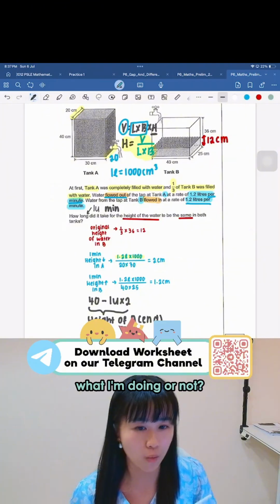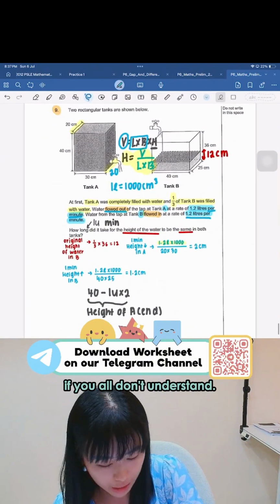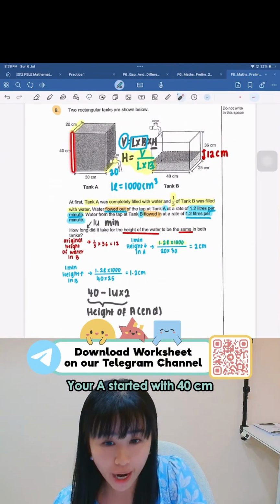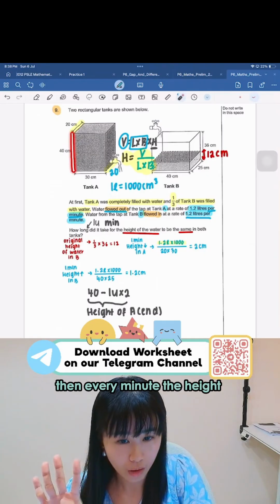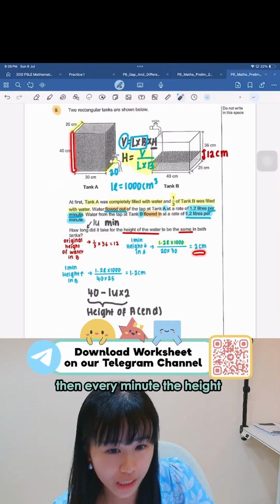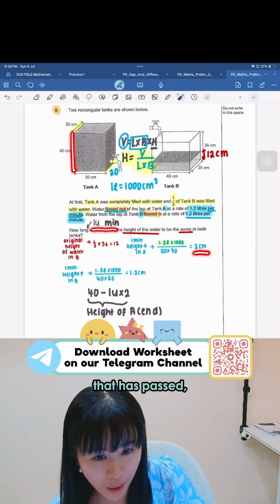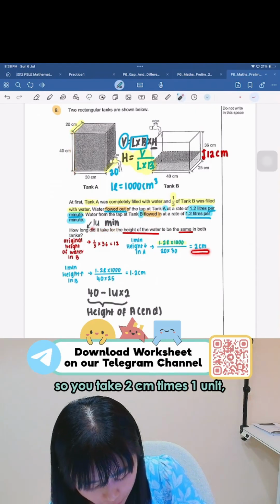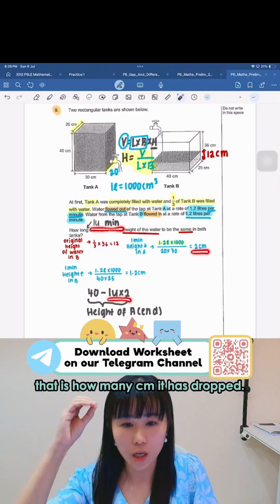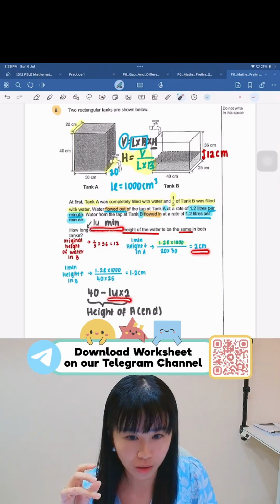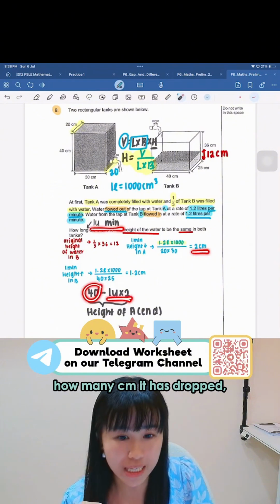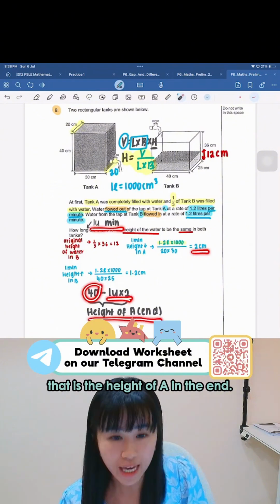Everybody can understand what I'm doing or not? Okay, so I'm going to explain again if you all don't understand. Your A started with 40 cm. Then every minute, the height decreased by 2 cm. If we know that 1 unit of minute has passed, you take 2 cm times 1 unit. That is how many cm it has dropped. So you take 40 minus how many cm it has dropped. That is the height of A in the end.